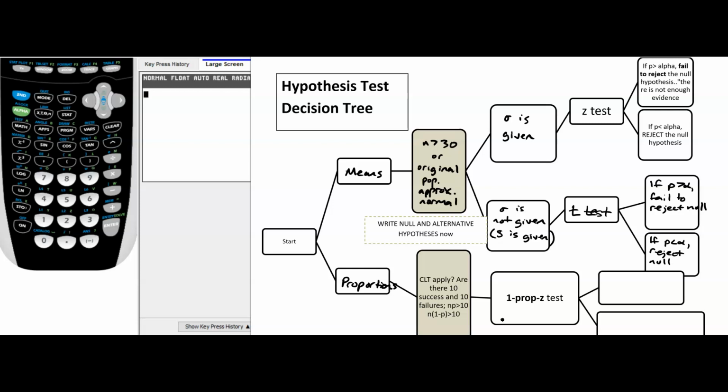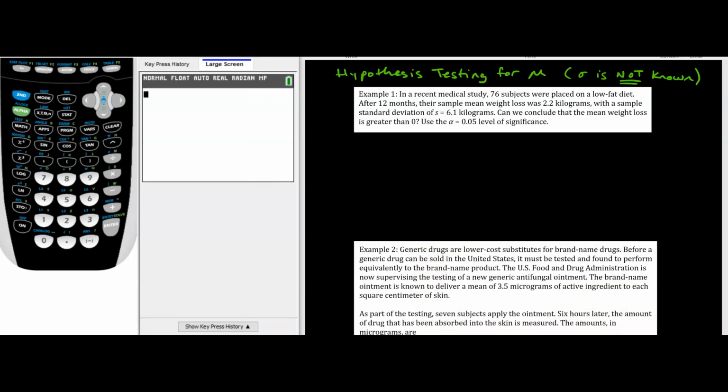And we'll come back to filling this portion of the decision tree out in the very next video. But right now, let's go take a look at a couple of examples where we are doing hypothesis testing for a population mean and sigma is not known.